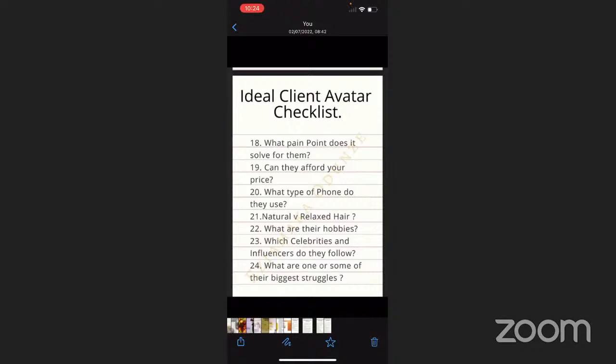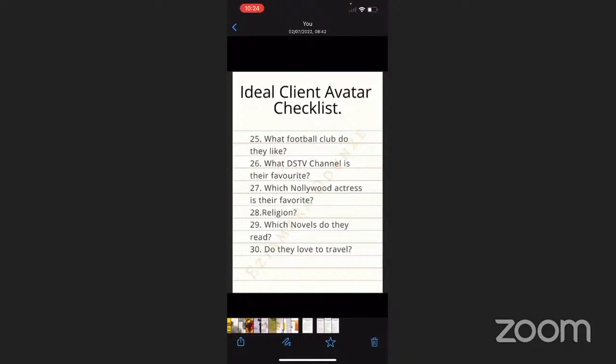Her biggest struggle is how she will be able to be in good health and put things right in her home and her kids too. That's her biggest struggle, with her health. She loves football clubs. She loves Arsenal. DSTV, she loves one of the channels. I really don't know the names that much.